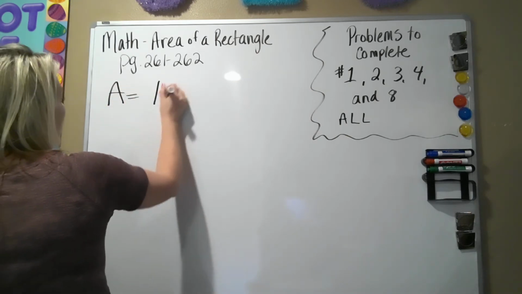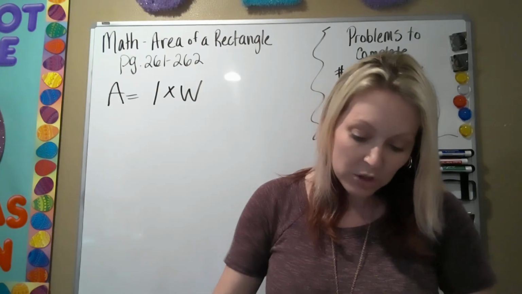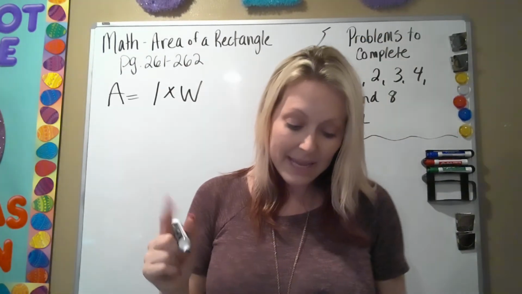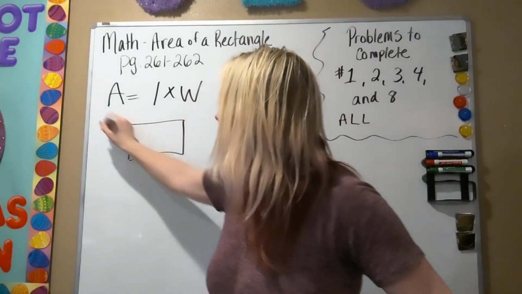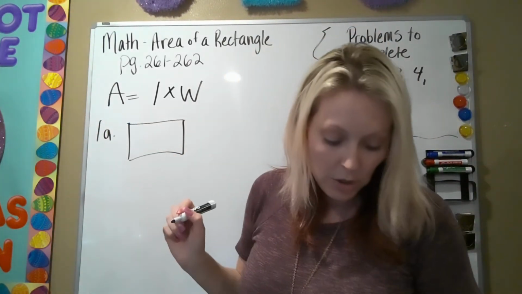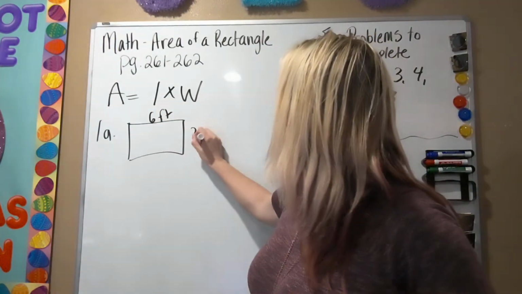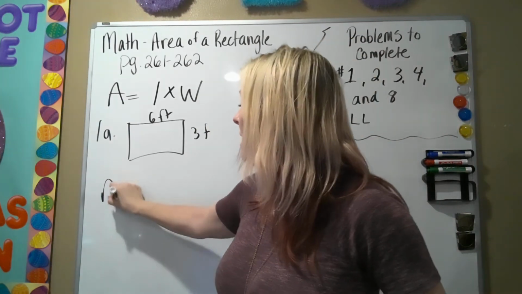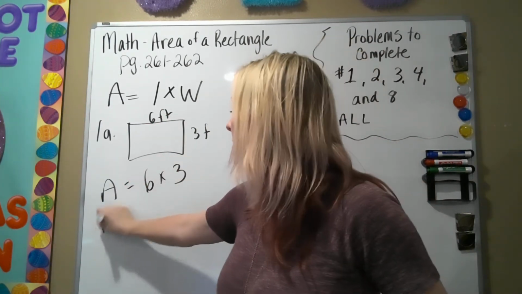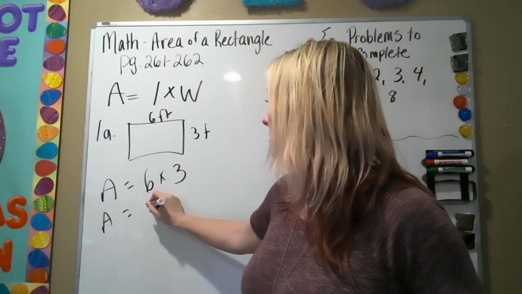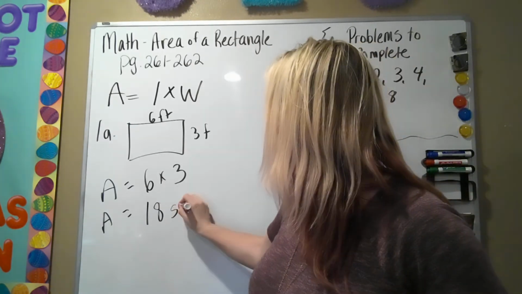A equals length times width, right? So we have to make sure we keep that in, okay? If you take a look at number 1, it's asking you to find the area. In 1A, you have 6 feet and 3 feet. What do you do? A equals 6 times 3, right? A equals 18, and that is square.